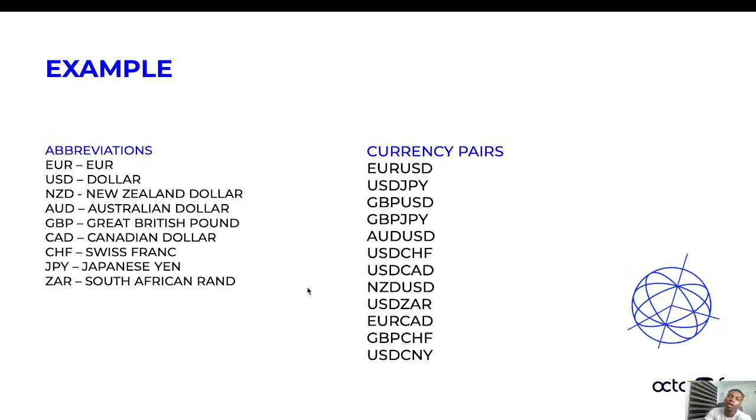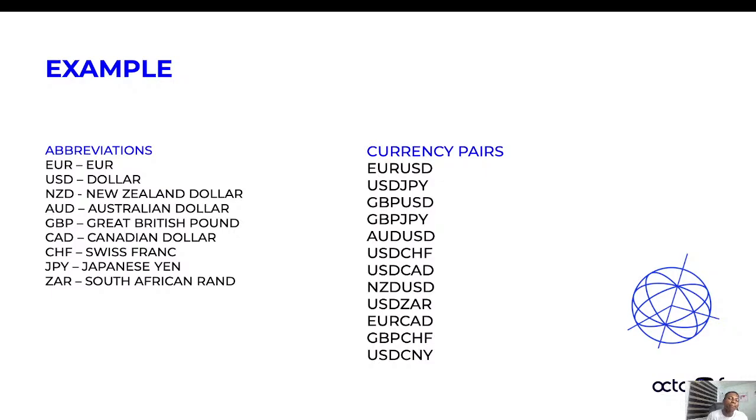Interesting. Now we have abbreviations. You need to understand these abbreviations. EUR is euro, USD is US dollars, NZD is New Zealand dollars, AUD is Australian dollars, GBP is Great British pounds, CAD is Canadian dollar, CHF is Swiss franc, JPY is Japanese yen, ZAR is South African rand.